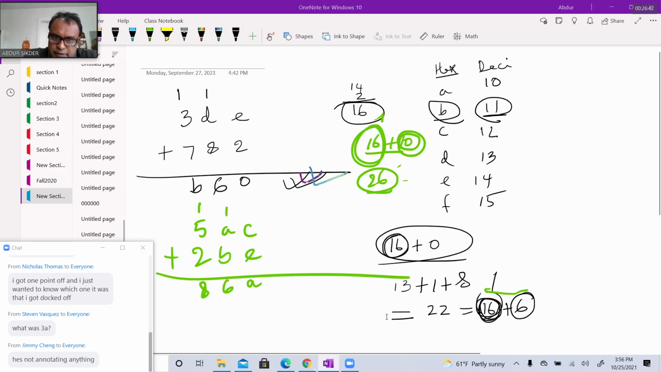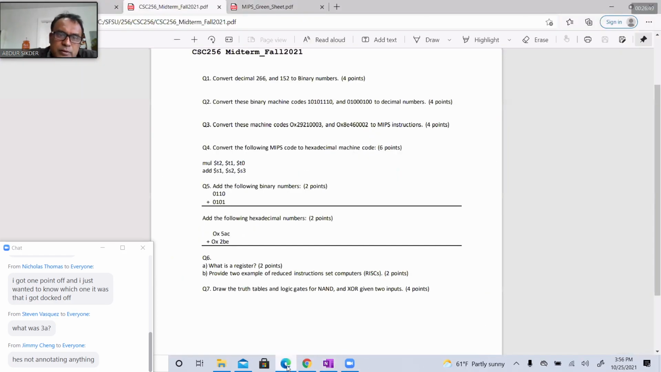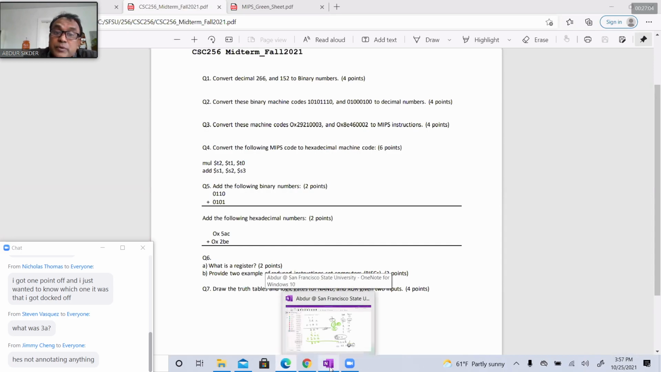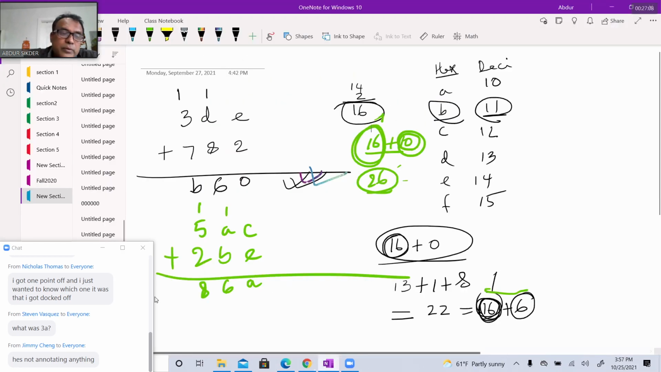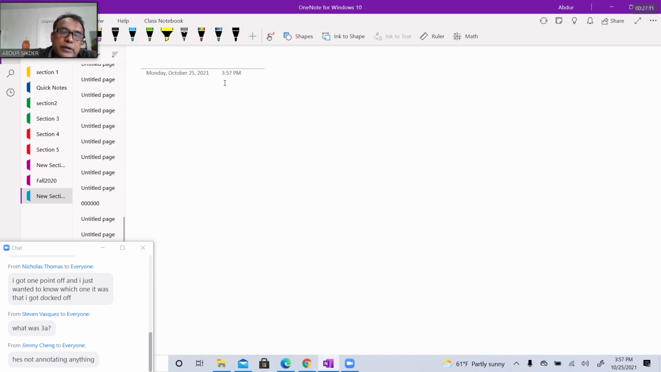Any other question from anyone? 3A? You have a question about 3A? Okay, let's look at 3A. Somebody has a question about 3A. 3A. So 0x292. Okay, let's look at that. 2921003. Let's add a new page.